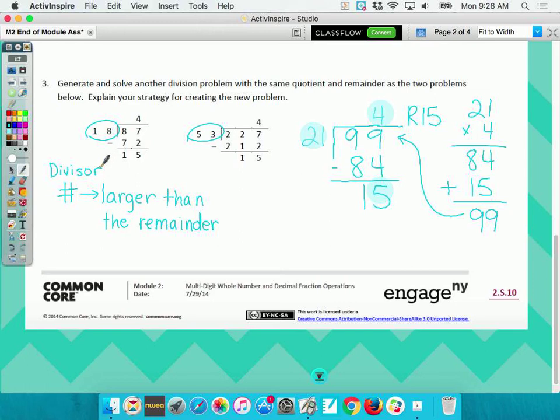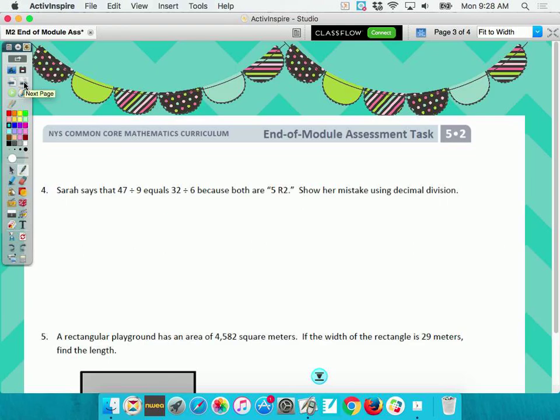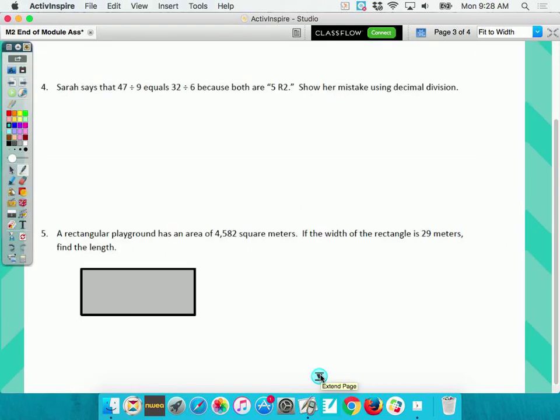Okay, let's keep going. Next page. This one's fun too. Actually, they're all fun. Sarah says that 47 divided by 9 equals 32 divided by 6 because both are 5 remainder 2. So here's what we're doing. 5 remainder 2. Don't write the remainder. And 47 divided by 9. Okay, that's the first thing.